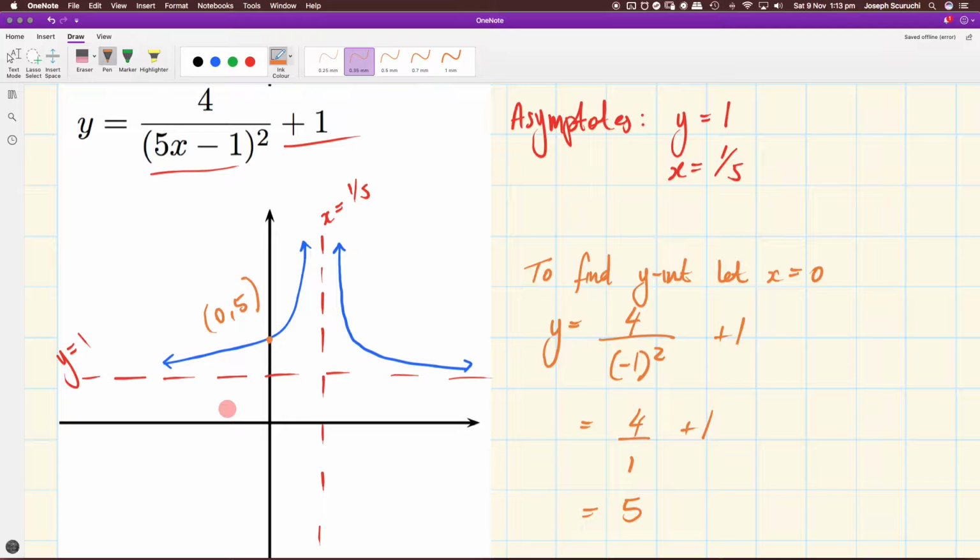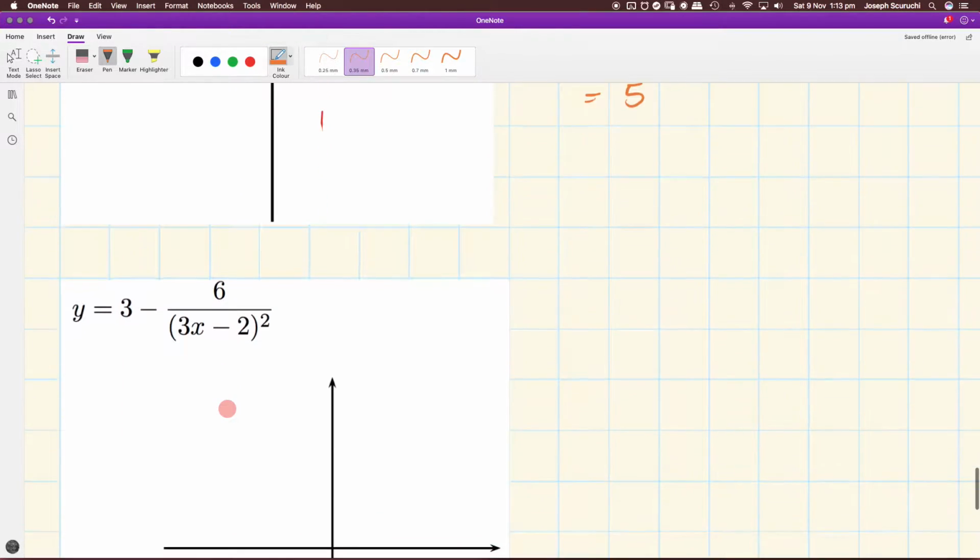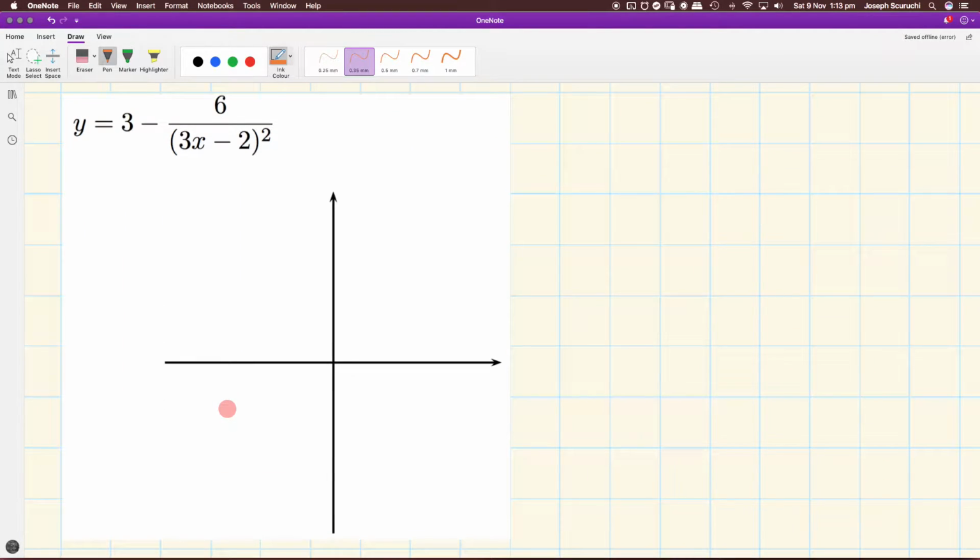Perfect. Let's now move on to our lucky last. All right, so they're trying to scare us here. Not scare us, they're trying to trick us rather. They've put a 3 here, but that really doesn't make a difference. It's the same as putting the 3 there. So don't let that throw you at all. So this is still going to be for my asymptotes.